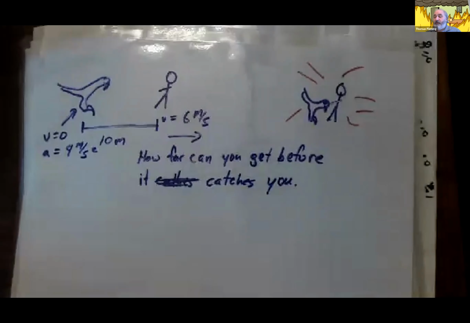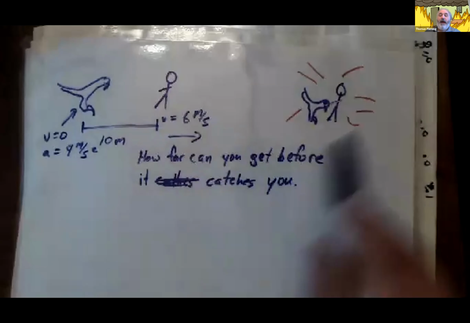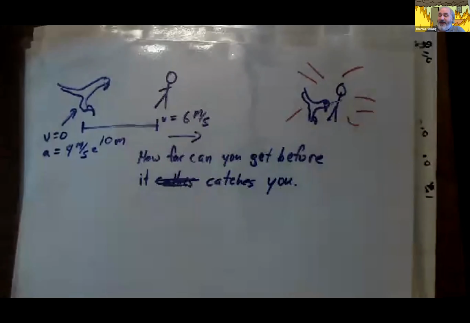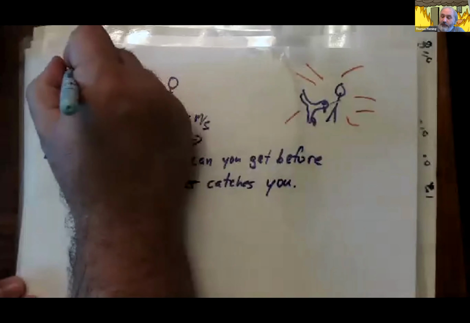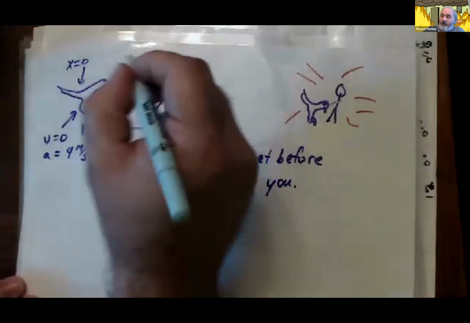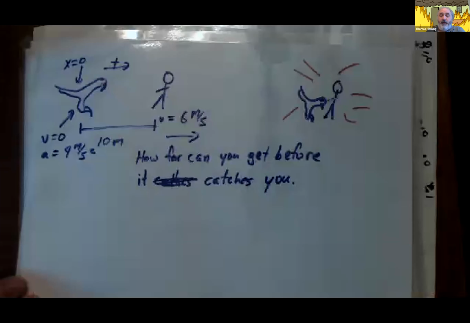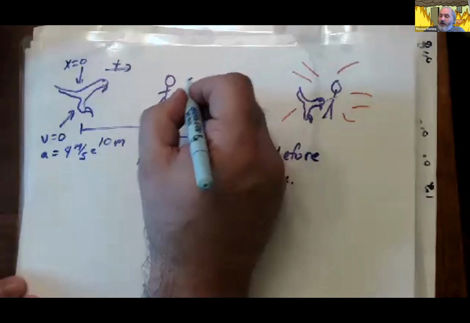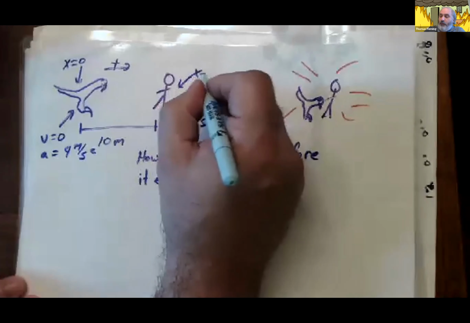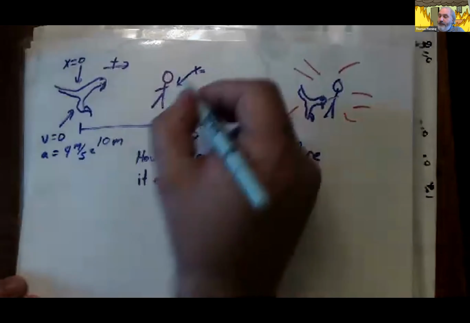Let's choose a coordinate system. Somewhere on this picture, I have to call x equals 0. And I kind of like calling this x equals 0. And of course, the positive direction will be to the right. So if I do that, then what's going to happen is you are starting off at x equals 10 meters.